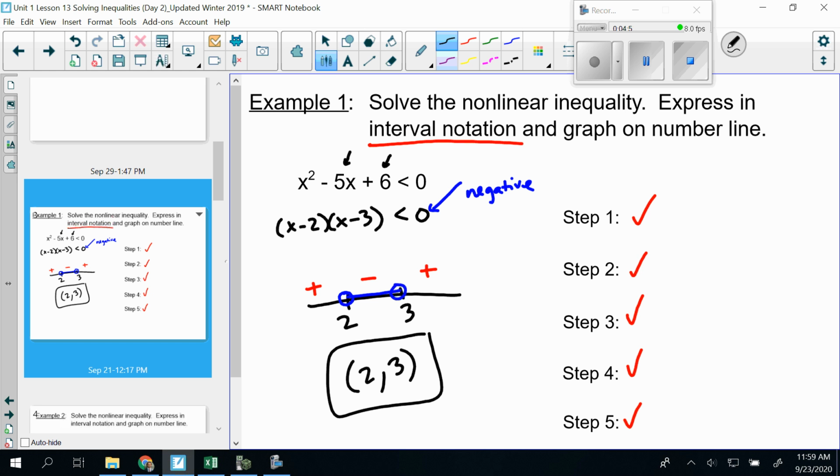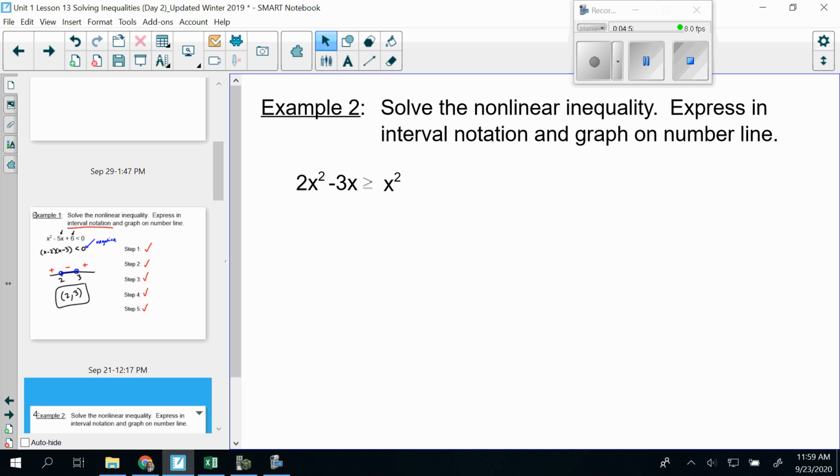And we're done. Let's try another one. First step, get it equal to 0. Now the last one was nice because it was right equal to 0. This one is not. So now we've got to move some stuff around.